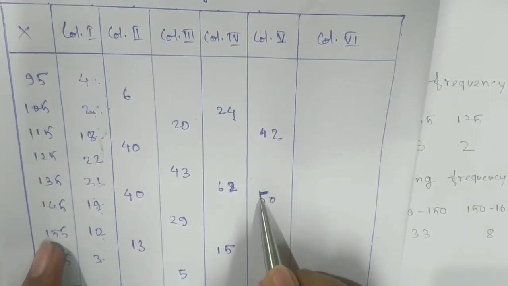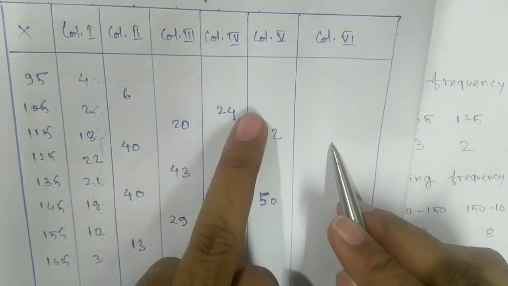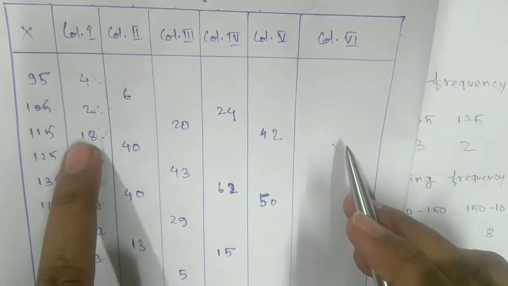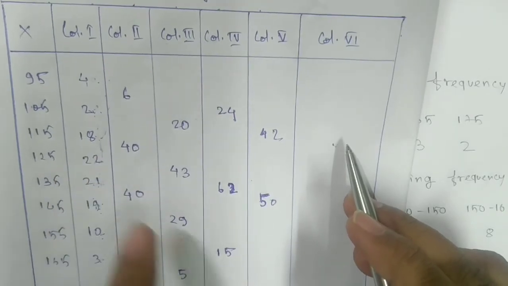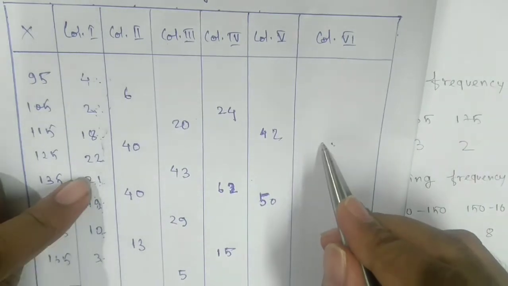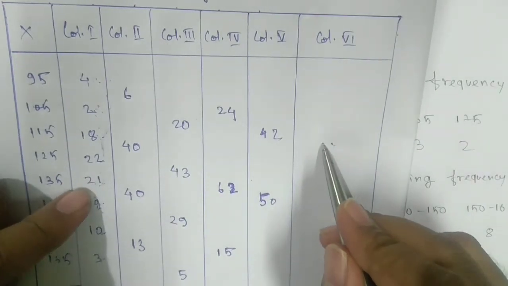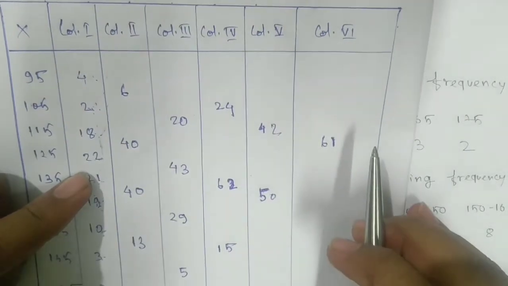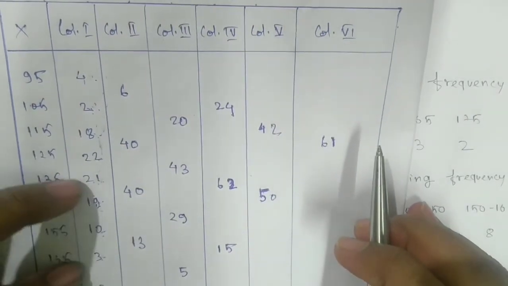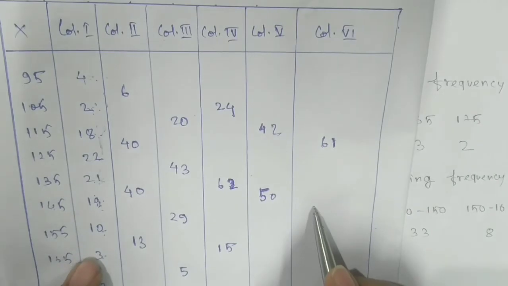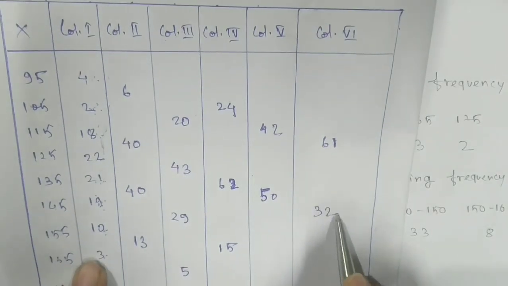Next, proceed. Leave 1 and 2. Start from 3rd. 1, 2, 3, add like that. 18, 22, 21. If you'll add, you will get 61. Next, 1, 2, 3, you add. How many will get? 29. Plus 3, that is 32. Okay.